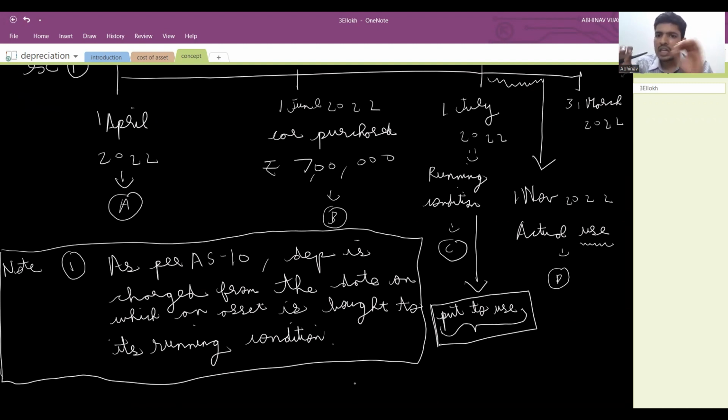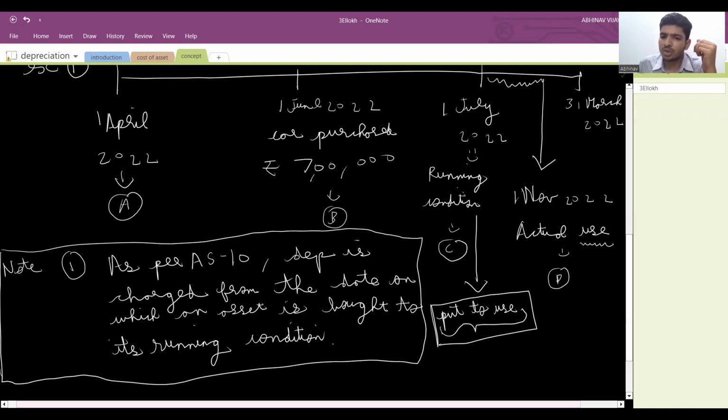But if it just says car is purchased and it's brought into running condition, there's no mention of actual use. At that time, you assume on the day it's brought into running condition, it's put to actual use on that date also. Put to use is basically put to actual use. This is an assumption, if this is not there.